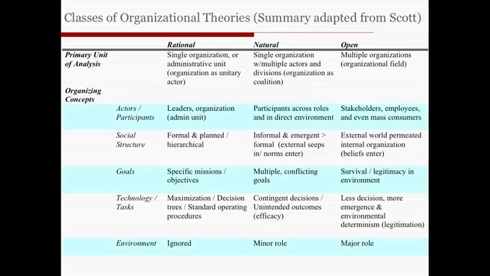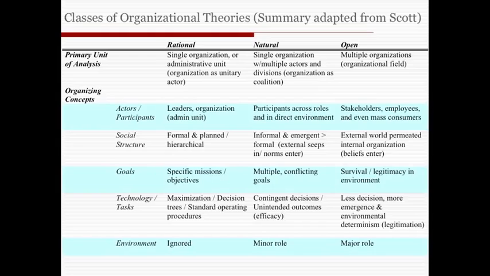In the second column, we see natural systems, and here we see participants as those in multiple roles and in the direct environment somewhat. The social structure is informal and emergent, so here the external seeps in, norms enter, but it's really the informal organization that matters more, the emergent relationships and coordinations that people adapt and use in that context matter more, say, than the formally prescribed ones, which people may actually even ignore.